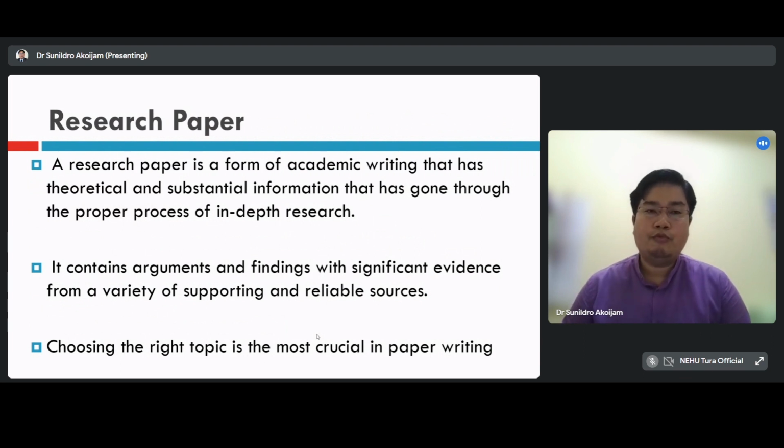While writing a research paper, the most important thing you should remember is what topic you should choose. Choosing the right topic is the most crucial part of paper writing. This is something that most of us know, since we all have at least a few experiences in how to write a research paper.